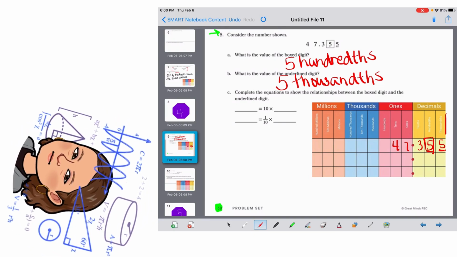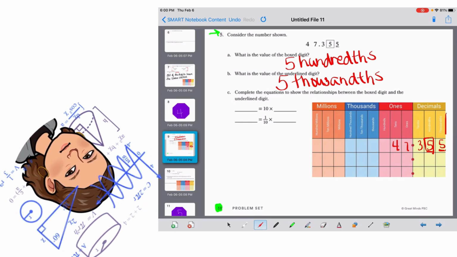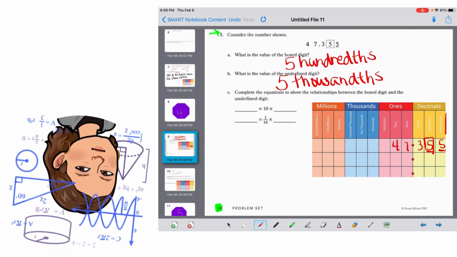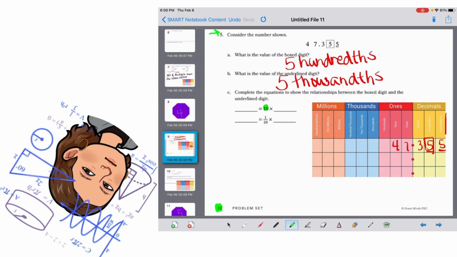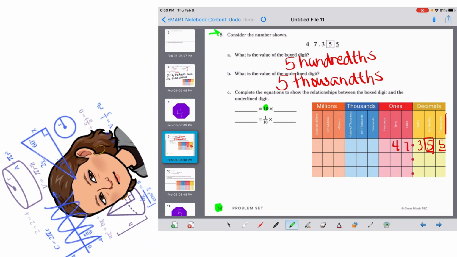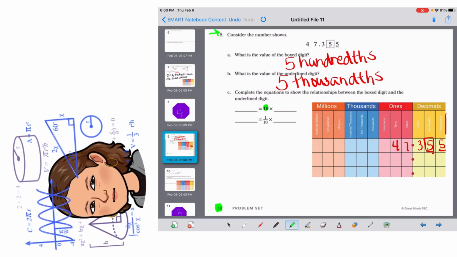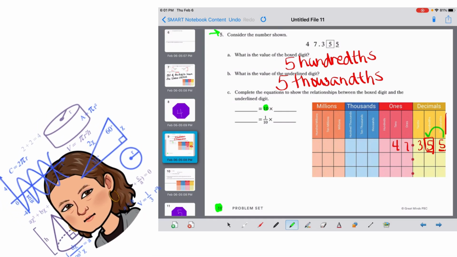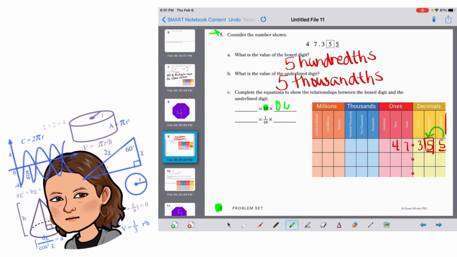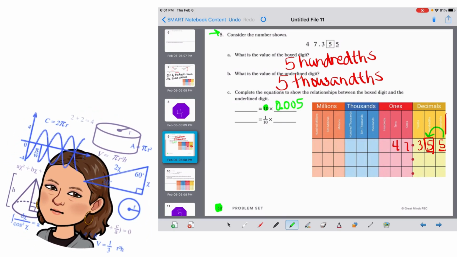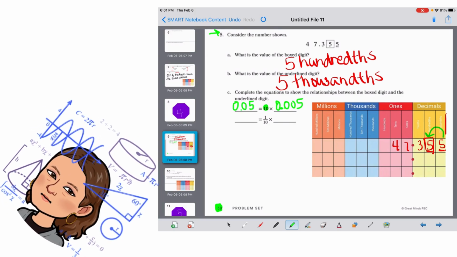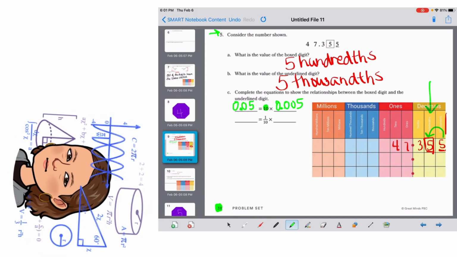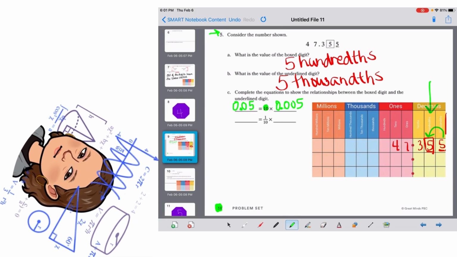So we're going to look at letter C, and it wants us to complete the equation that shows the relationship there. Okay, so what I see here is that I multiplied something by 10. So if I'm multiplying by a whole number, I am getting bigger. And it wants us to show here that if we had 5 thousandths and we multiplied it by 10, we would get 5 hundredths. Because we're saying that this boxed in 5 is 10 times larger than the underlined one.